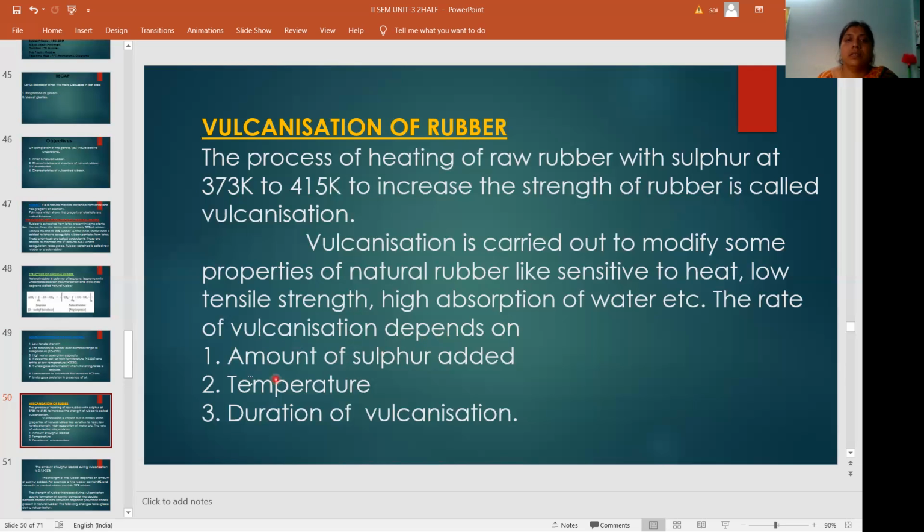The rate of vulcanization depends on three factors. The first one is the amount of sulfur added, that means how much sulfur we are adding. Then temperature, at what temperature we are doing vulcanization, and duration of vulcanization, how much time we are doing vulcanization. So the rate of vulcanization depends upon three factors. Write the factors on which the rate of vulcanization depends. One more question. The first one is amount of sulfur added, the second one is temperature, and the third one is duration of vulcanization.